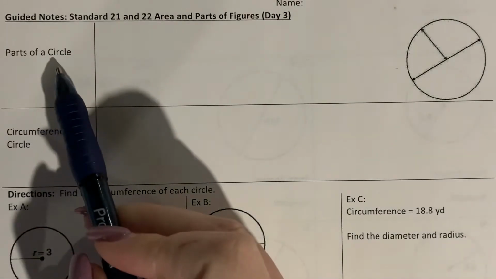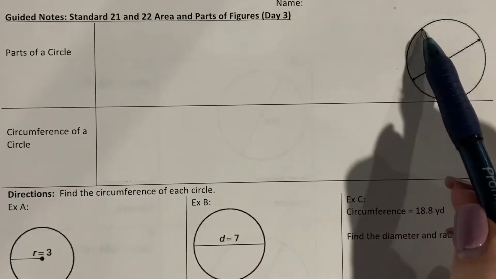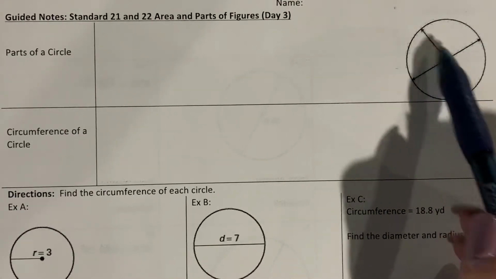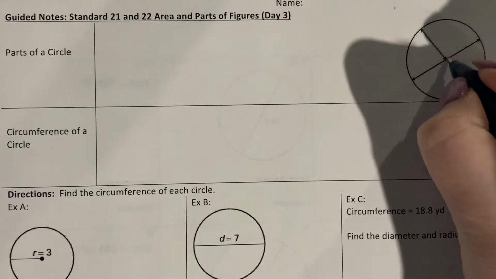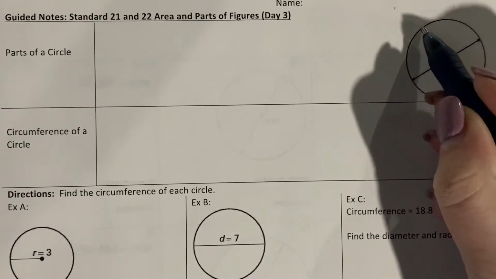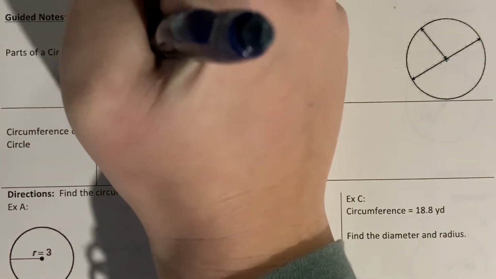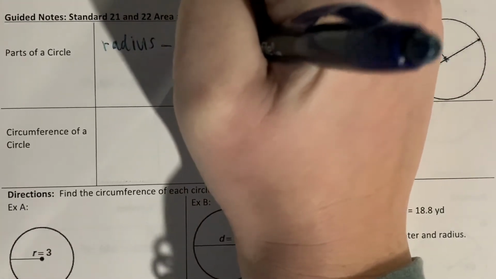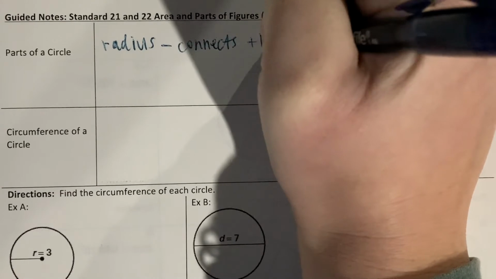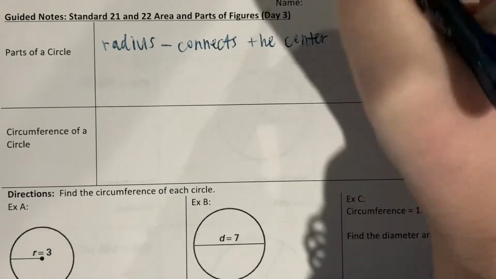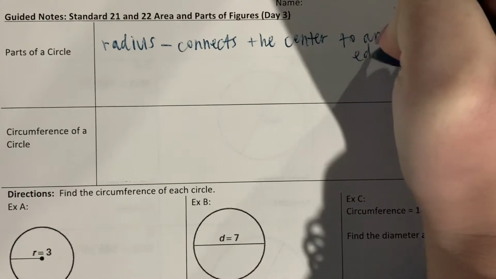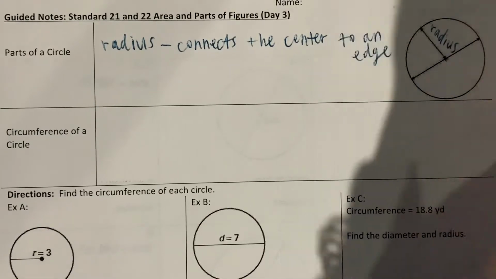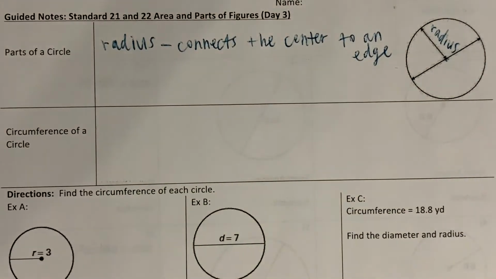So first let's look at the parts of a circle. And here in our figure we have some different lines being labeled. So the first part we'll look at is this line that I have going from the center of my circle to the edge. And this is something called the radius of my circle. And we could say that it connects the center to an edge. So this right here is the radius connecting the center to an edge.